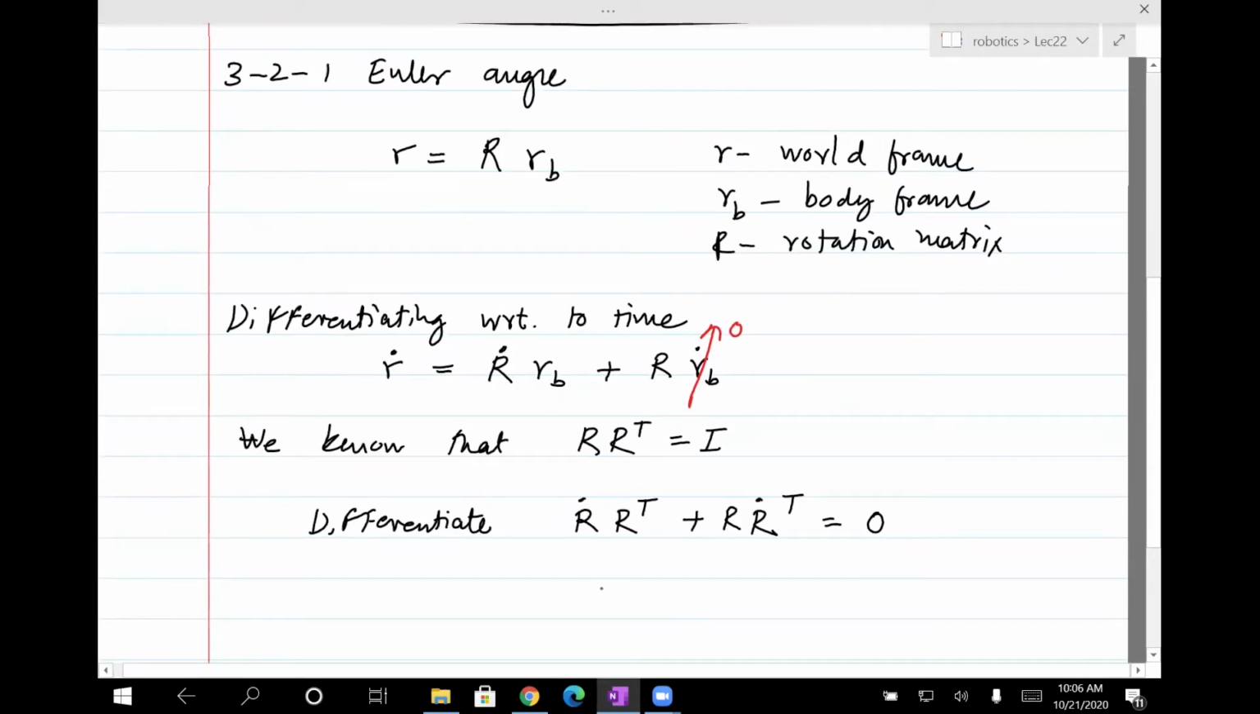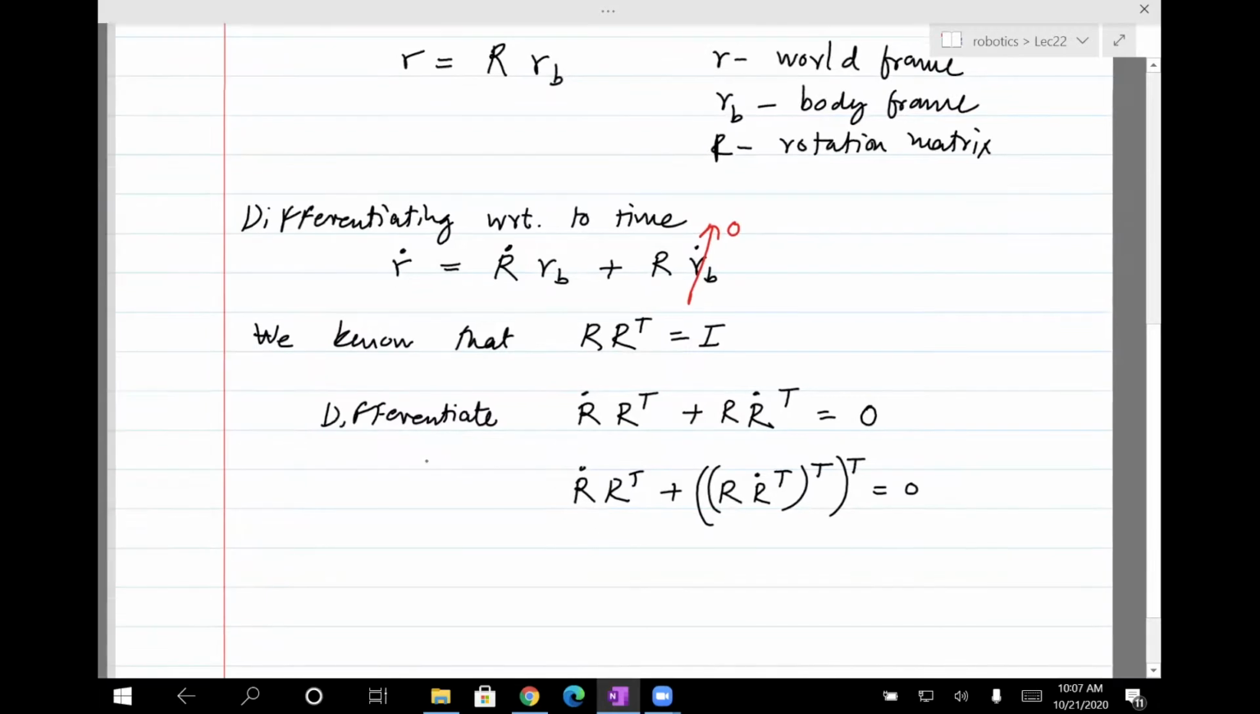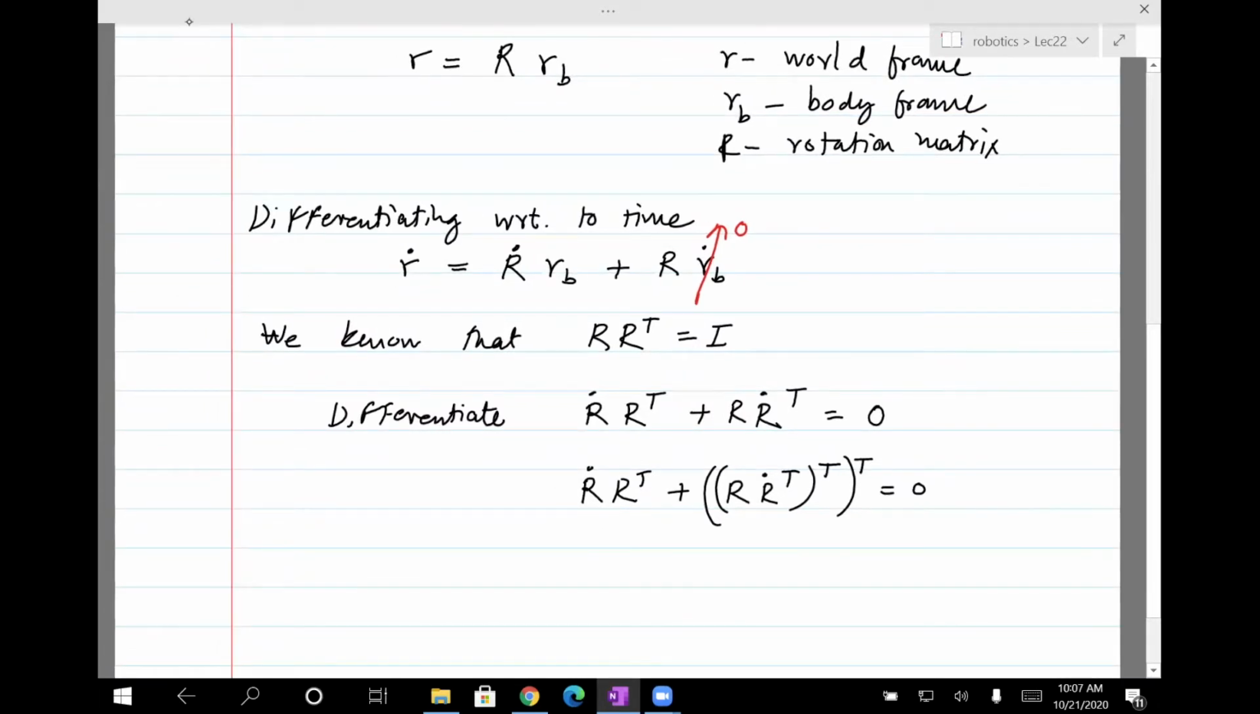So what we can do is rewrite this expression. Keep this first term as it is. Now watch me carefully. I'm going to do R transpose, and I'm going to write transpose twice. The transpose of a transpose is the same matrix, and that's why I can do that, equal to 0. By the way, what I'm trying to do here is find some way of writing this R dot, and that's why I'm doing this procedure of differentiating R transpose.